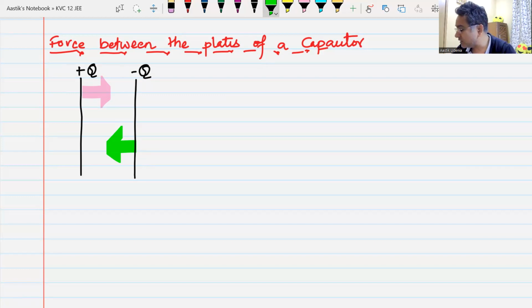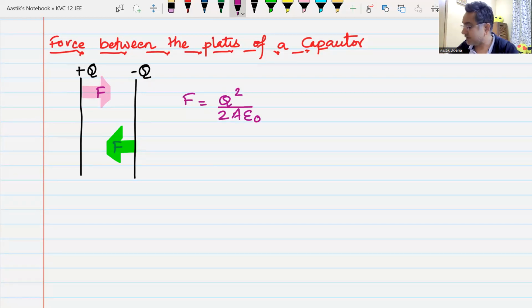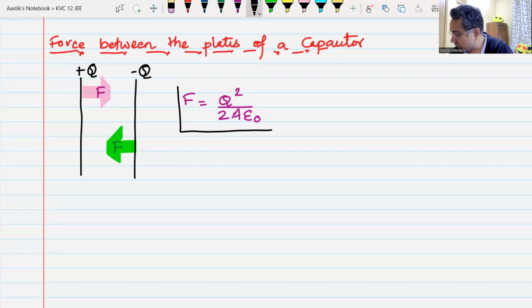Will the forces acting on these two plates be same in magnitude or different in magnitude? Same in magnitude, sir. It will be same in magnitude because this force forms an action reaction pair. We're not going to get into the derivation part of it. That is irrelevant. Remember, it is given by q square by 2 times A epsilon naught. This is the force of attraction between two plates of a capacitor which have a charge q.